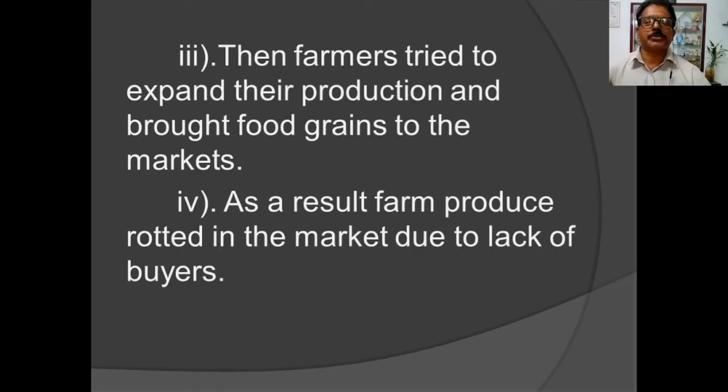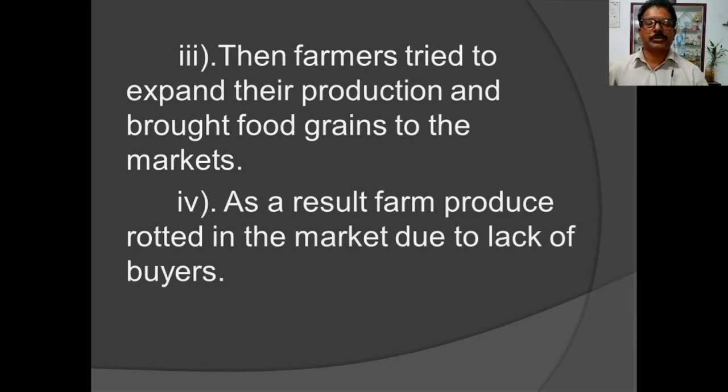Then what did the farmers do? The farmers tried to expand their production. Expand means increase their production, and bring more produce or food grains to the market. When the farmers' income decreased, what did they do? They cultivated more area and they increased production so that they may get more income. As a result, more food grains came to the market. Let us see what happened.